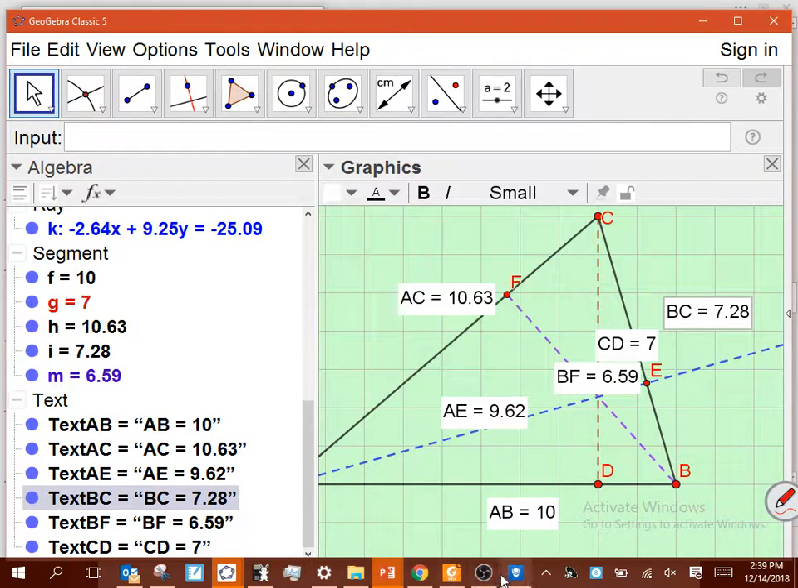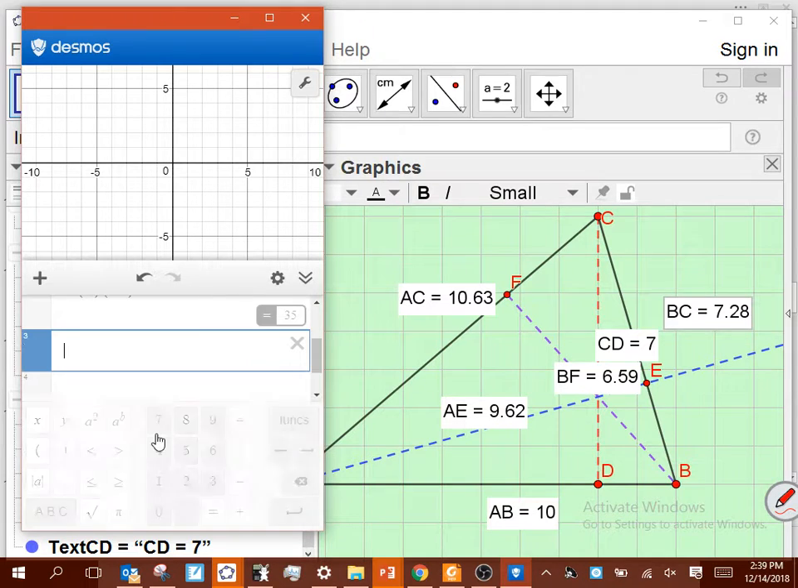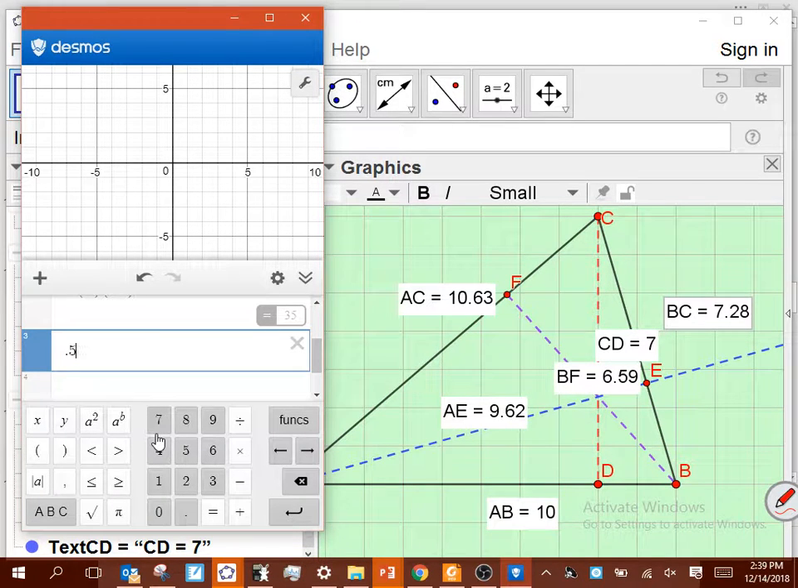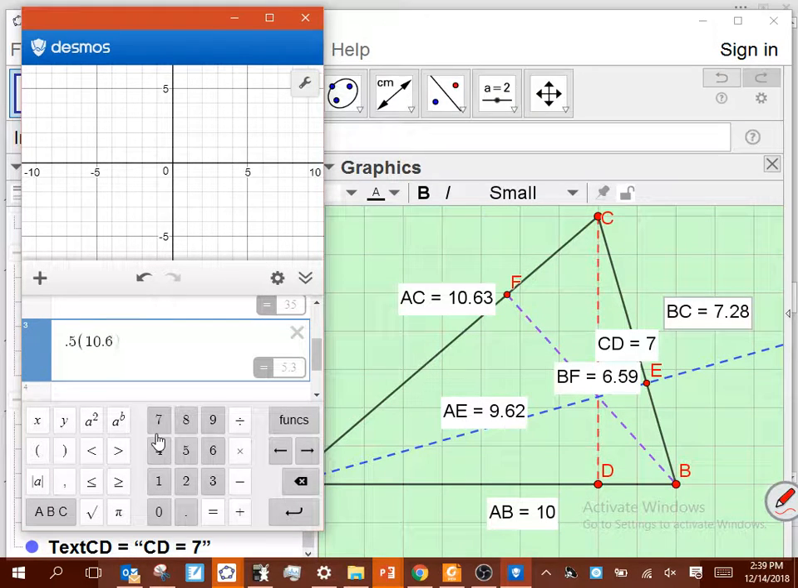If I did the other one, let's see how accurate the other one is. So we do 0.5 times, okay, so now the other base would be A to C, which would be 10.63. And the altitude there that we're talking about is BF, which is 6.59.